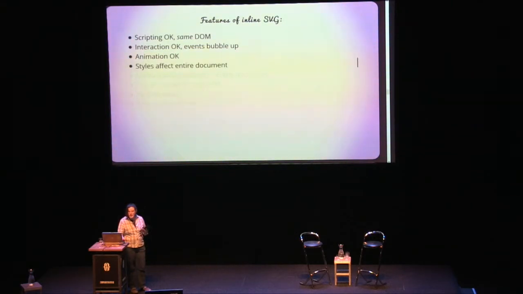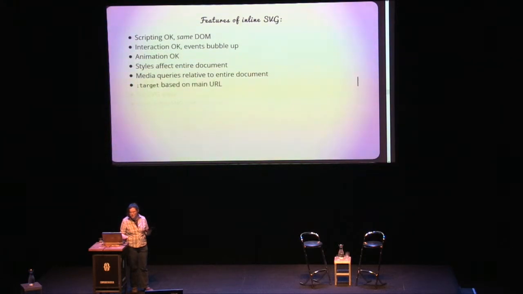Animation is fine. Any styles in your SVG are styles for the whole document. Any styles for the rest of the document are styles for the SVG. If you've got two different SVGs with two different style blocks, their styles are going to cross back and forth because it's all one document, and nobody supports the scoped attribute on the style element. Media queries are media queries for the entire document, not for just your SVG. So less convenient, maybe more convenient in some cases, but something to be aware of.